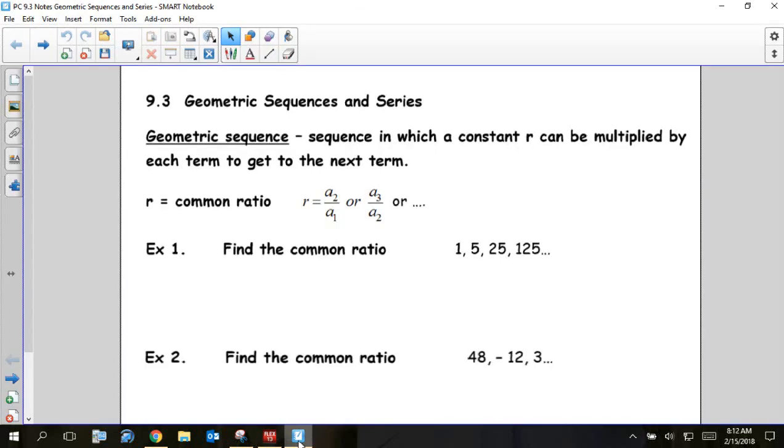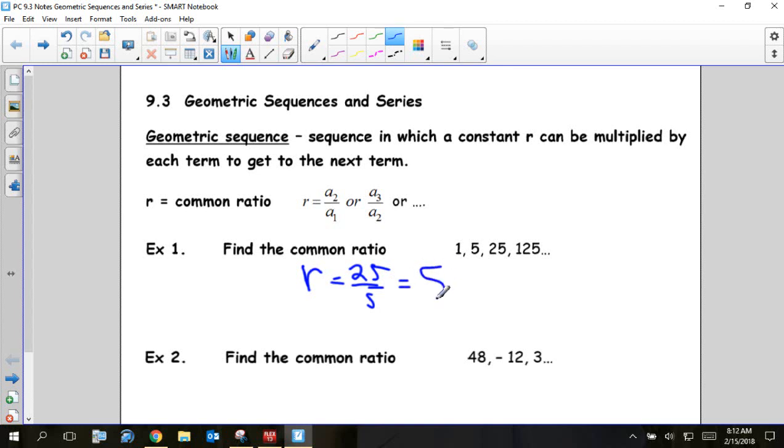Okay, so you guys had to find the common ratio. To find the common ratio, you just divide any term by the term right before it. Any term, as long as you divide it by the term that's right before it consecutively. So I can take 25 divided by 5, and we get that our ratio is 5.